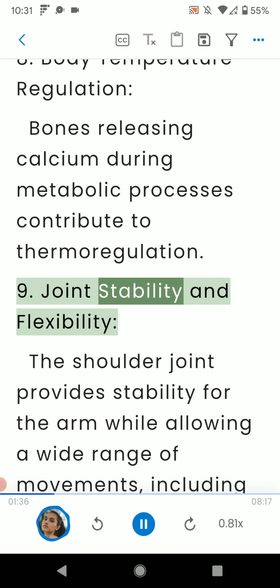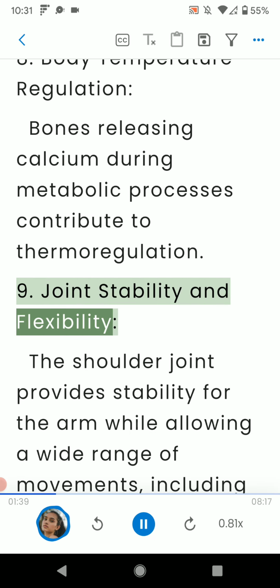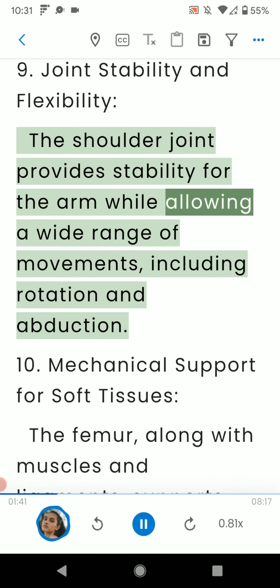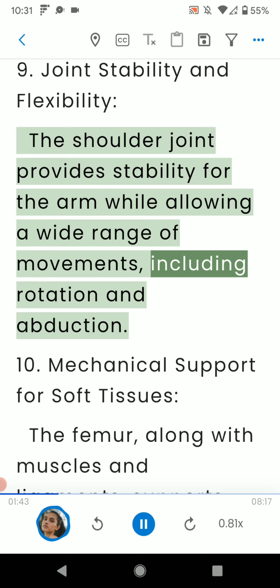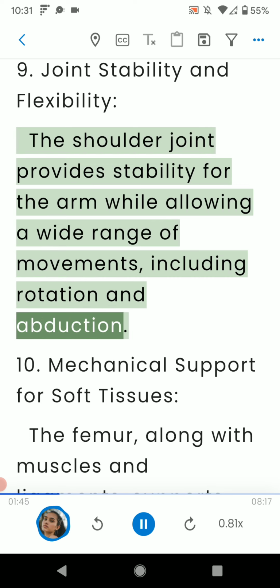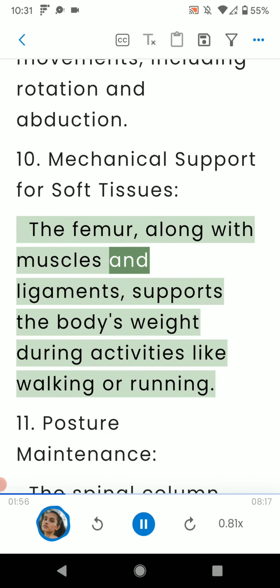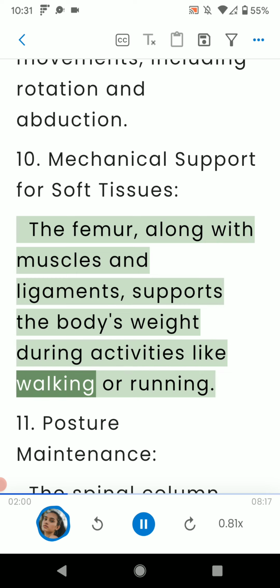9. Joint stability and flexibility. The shoulder joint provides stability for the arm while allowing a wide range of movements, including rotation and abduction. 10. Mechanical support for soft tissues. The femur, along with muscles and ligaments, supports the body's weight during activities like walking or running.